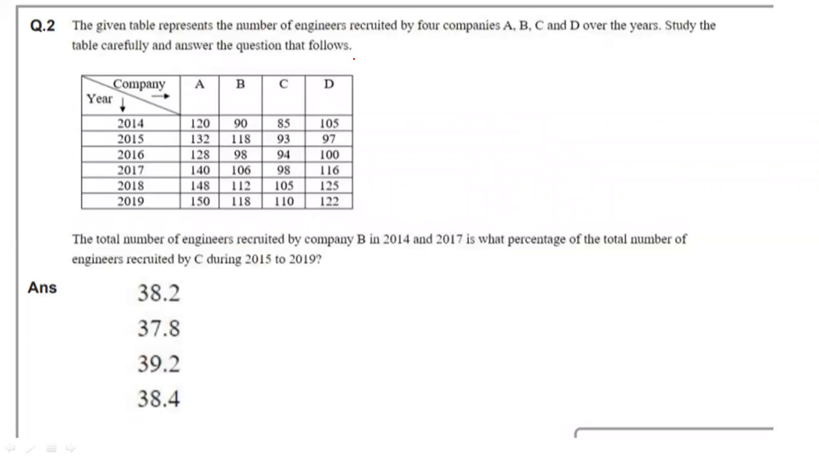A DI has been given, the number of engineers recruited by 4 companies over the years. Number of engineers recruited by B in 2014 and 17. B in 2014 is 90 engineers recruited and in 17 is 106. So he is talking about 196. Is what percentage of the total number of engineers recruited by C during 2015 to 2019? 2015 to 2019 of C is this total.